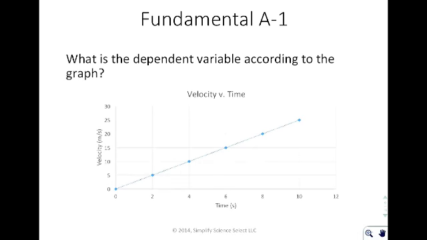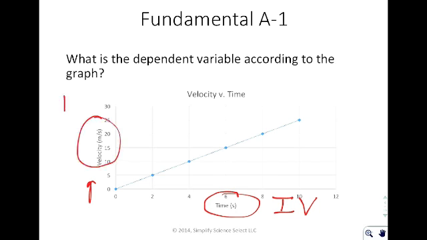Now, what is the dependent variable according to the graph? Remember, there are 2 different variables whenever you graph them. You have the independent variable, which is on the x-axis. The reason it's the independent variable is that it exists independent of the other variable. The other one is the dependent variable, and that's always on the y-axis. That's the one that depends on the original one.